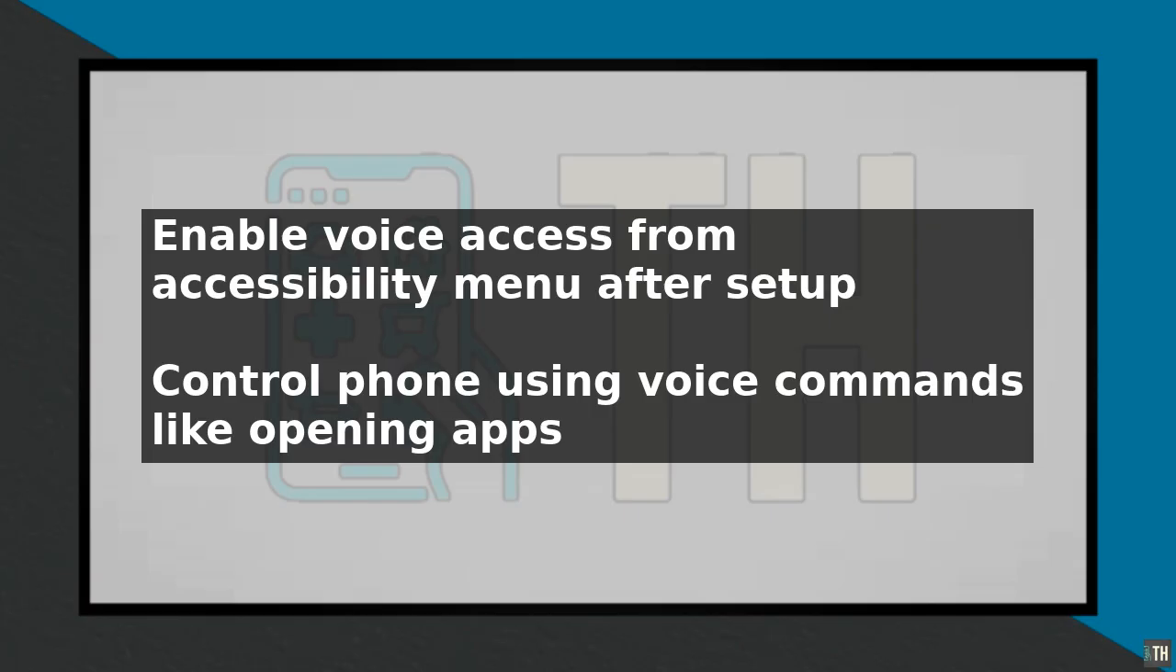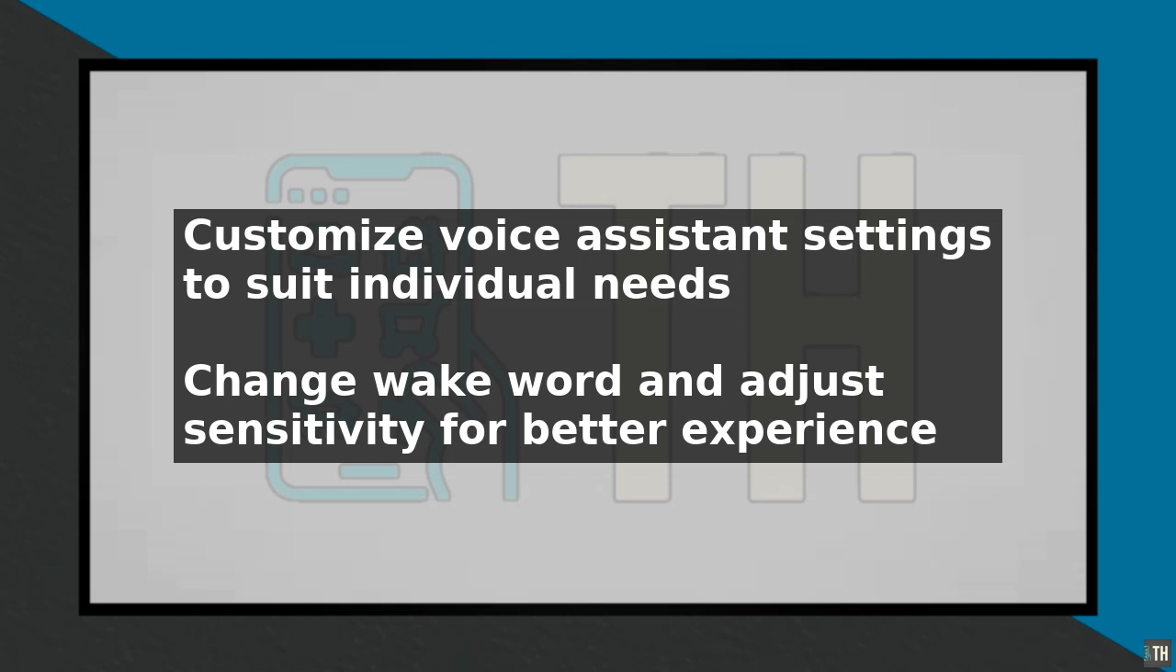For example, you can change the wake word, adjust the sensitivity of the voice assistant, and choose which apps to use with voice access. Enabling voice access on a Samsung phone can be very useful for people who have difficulty using the touch screen or for those who want to use their phone hands-free.